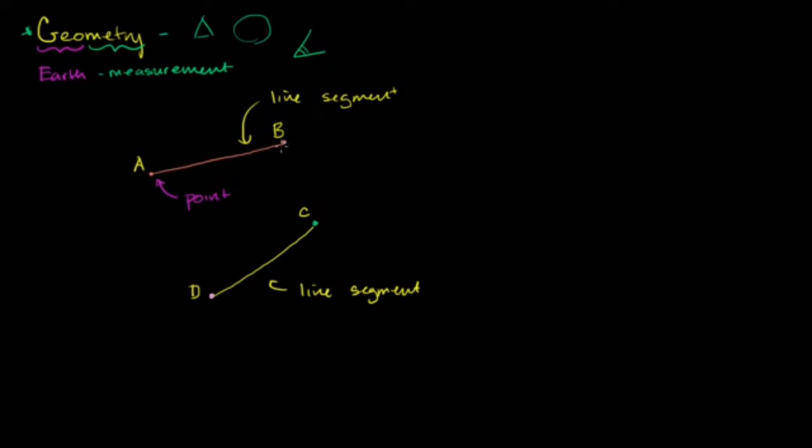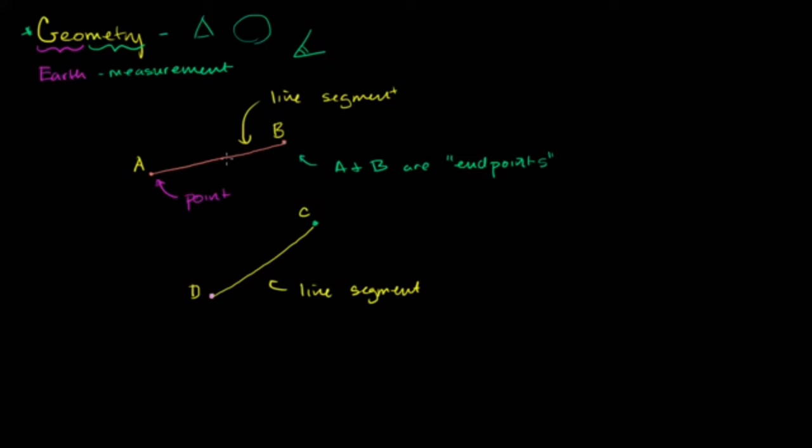But A and B are also the endpoints of these line segments because it starts and ends at A and B. So let me write this. A and B are endpoints. Another definition right over here. We could have called them aardvarks or end armadillos, but we as mathematicians decide to call them endpoints because that seems to be a good name for it.